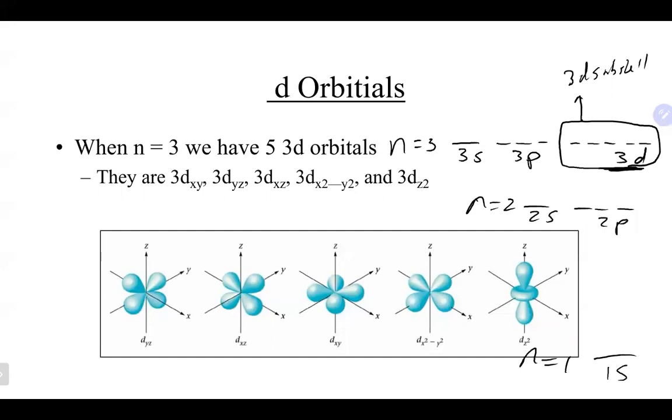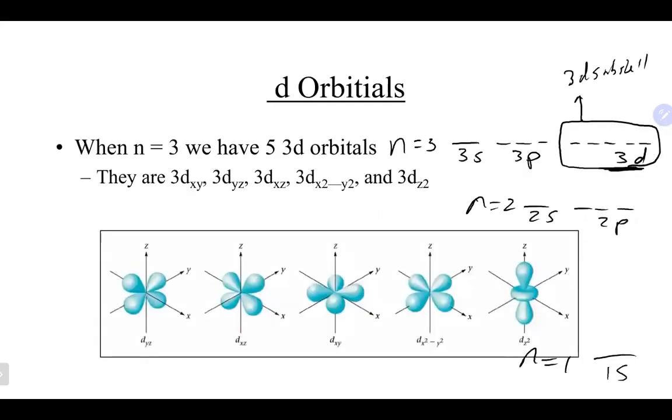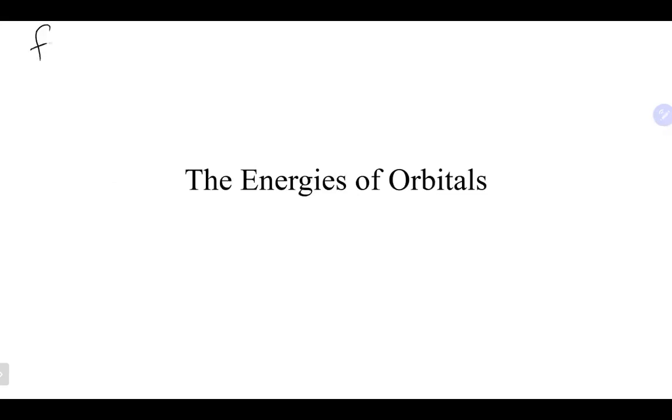If I max out the d subshell, how many electrons can I put in there? 10, right? 2 in each, and there's 5 of them. So we can put a maximum of 10 electrons in that 3d or any d subshell that we have, 4d, and so forth. The next important orbitals are the f orbitals. Not sure where that slide went, but we'll throw it in here. There are 7 different f orbitals, and they start on the 4th energy level.